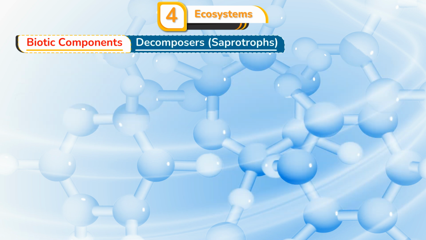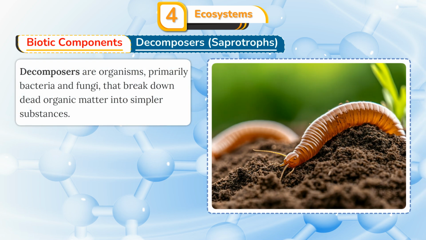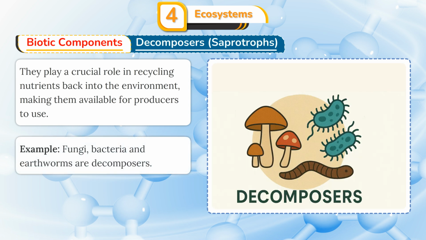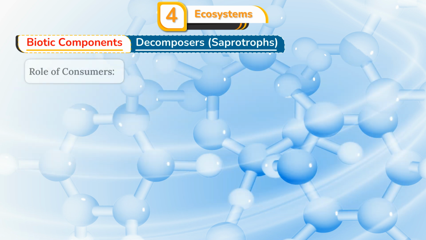Decomposers, saprotrophs. Decomposers are organisms, primarily bacteria and fungi, that break down dead organic matter into simpler substances. They play a crucial role in recycling nutrients back into the environment, making them available for producers to use. Example: fungi, bacteria, and earthworms are decomposers.